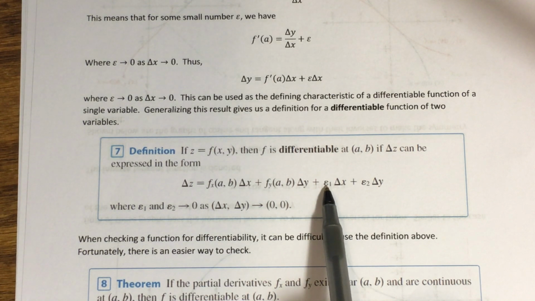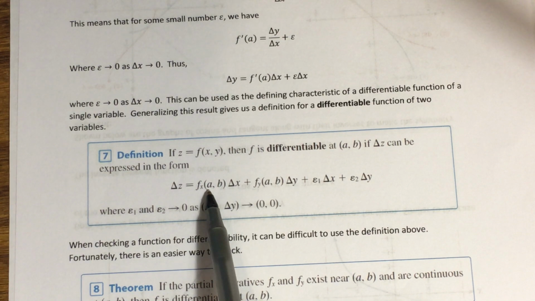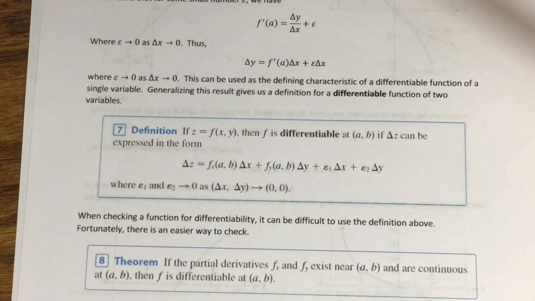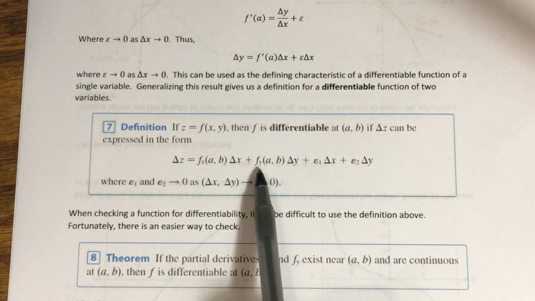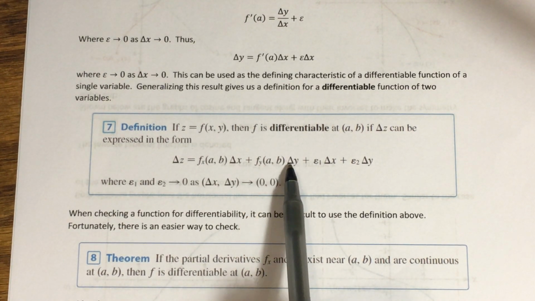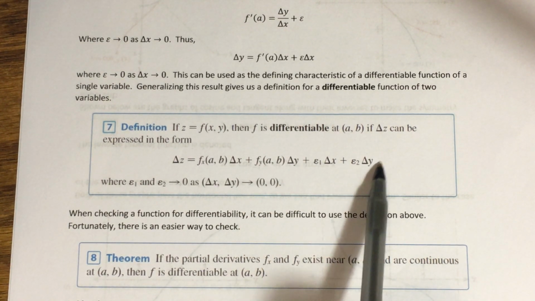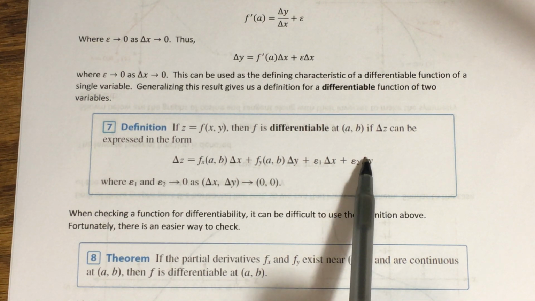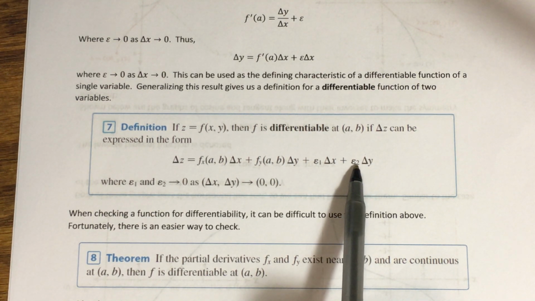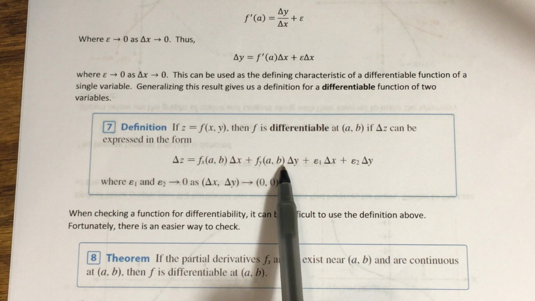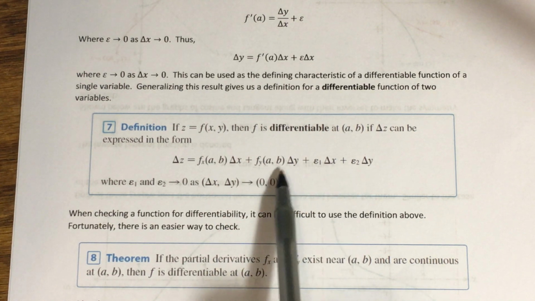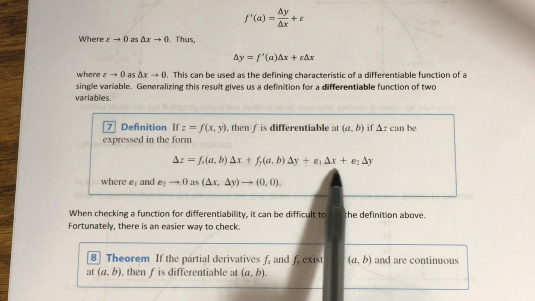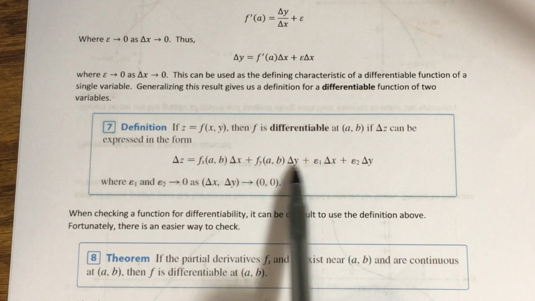This epsilon 1, you can think of this as the error term contributed by the delta x in this expression. Okay, then we also have an f_y of a, b times delta y, and then you have this other term over here plus epsilon 2 delta y. Think of that epsilon 2 as the error that's contributed by the change in y. So we have an error contributed by the change in x, another error contributed by the change in y, and these two terms account for those.